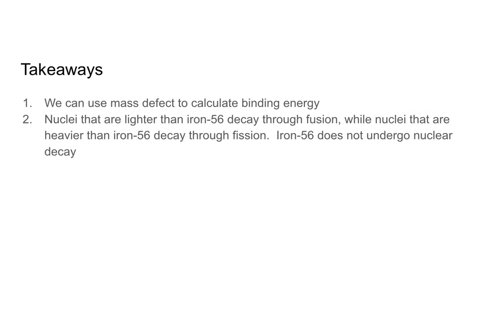So now that we've done these example problems, we can go ahead and talk takeaways. First, we can use mass defect to calculate binding energy, or binding energy per nucleon. Second, we can also use that to calculate the energy released during a nuclear reaction. Third, we know that nuclei that are lighter than iron-56 decay through fusion, while nuclei that are heavier than iron-56 decay through fission, and that iron-56 does not undergo nuclear decay.